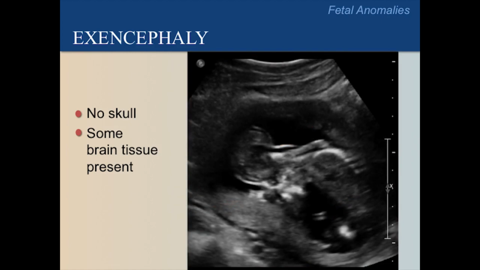This is a different case of exencephaly. Again, there is no skull and some brain tissue is present. Please pause the video now to point out the brain tissue, fetal orbit, and body. Here we have labeled those structures for you. The key to identifying exencephaly in this image is to see that there is no skull and some brain tissue is still visible.